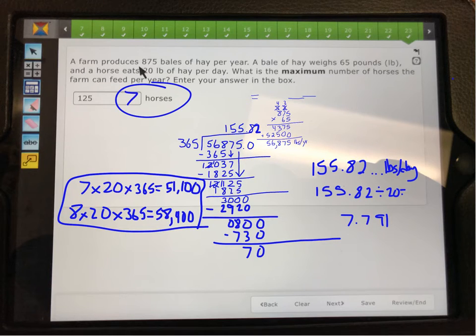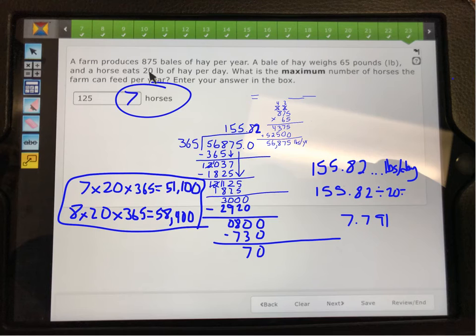So the farm produces 875 bales of hay per year, and each bale of hay is 65 pounds. So you do 875 times 65, and you figure out how many pounds of hay they would have per year. And I did that here, and it's 56,875 pounds of hay per year that they have to give to their horses. All right, so I'll just move that to the side.